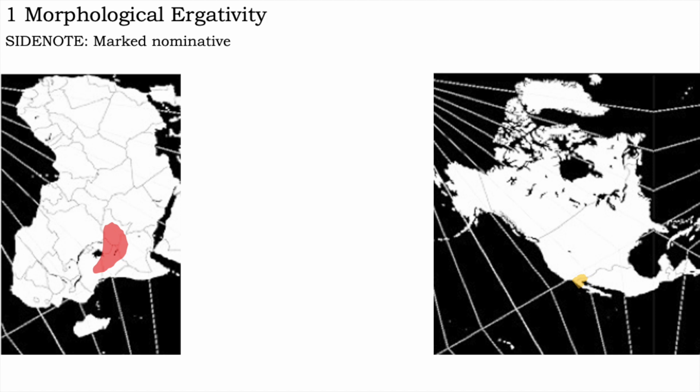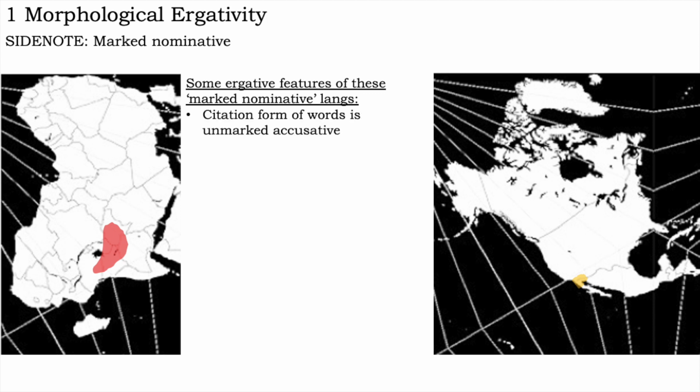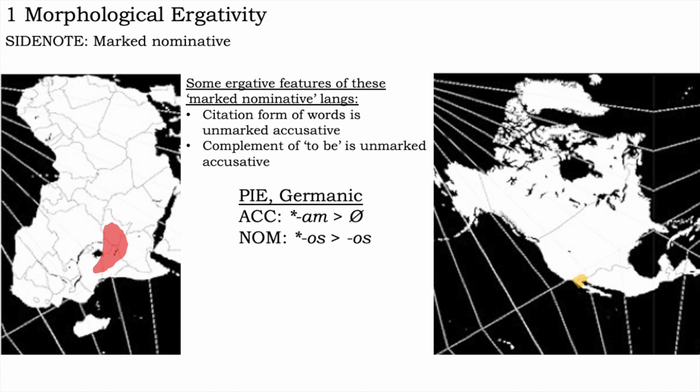These systems, although nominative accusative in form, show several phenomena more characteristic of ergative languages. For instance, the citation form of words is often the unmarked accusative, and so is the complement of the verb to be. There are some other languages in which phonological change has led to an apparent marked nominative system. For instance, in some older Germanic languages, the Proto-Indo-European accusative -am has disappeared, whereas the nominative -os has not. But in these systems, the nominative is still functionally unmarked.